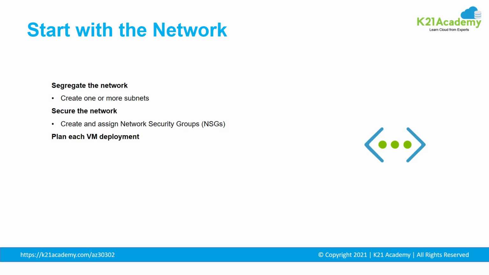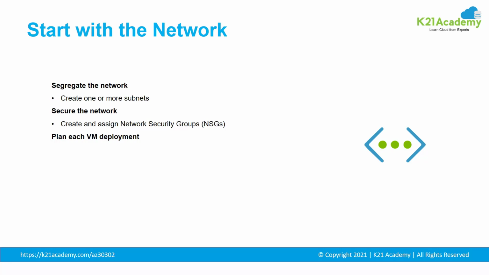Segregate the network. After deciding the virtual network address spaces, you can create one or more subnets for your virtual network. You can do this to break up your network into manageable sections. For example, you might assign 10.1.0.0 to VMs, 10.2.0.0 to backend services, and 10.3.0.0 to the SQL Server VM. So this will help you to manage them.